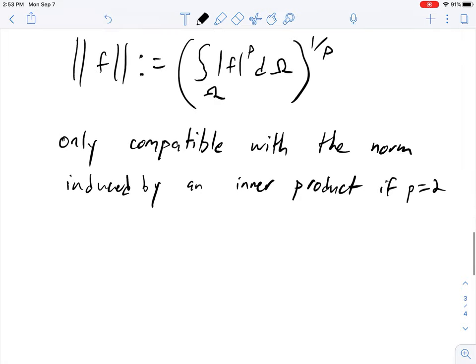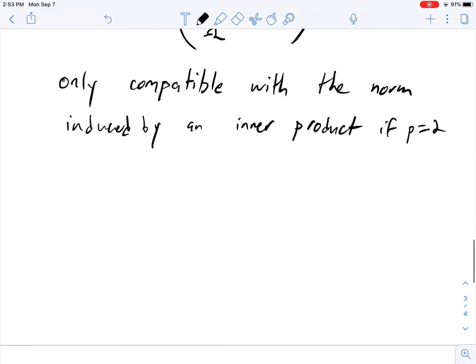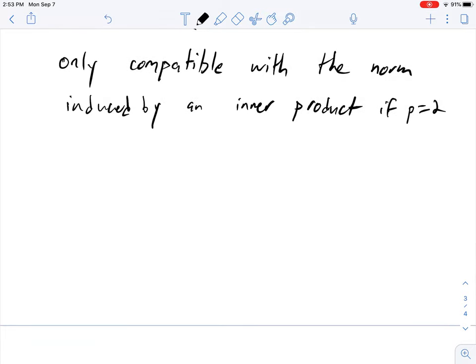And often P is equal to 2, and you're able to talk about an inner product. But also often P can be equal to 1, which would be just integrable things where their square is not necessarily integrable. And the other one would be P equals infinity, which is the bounded functions norm, or the maximum value over any set of finite measure, basically.